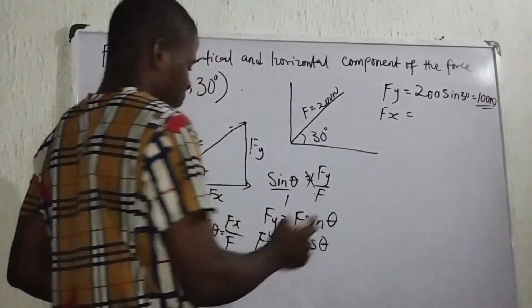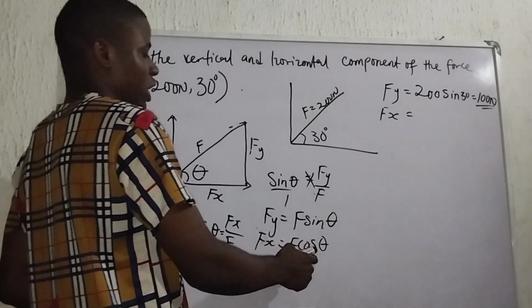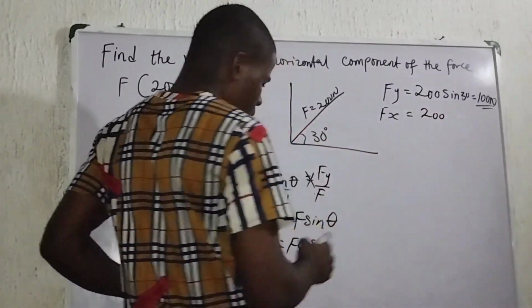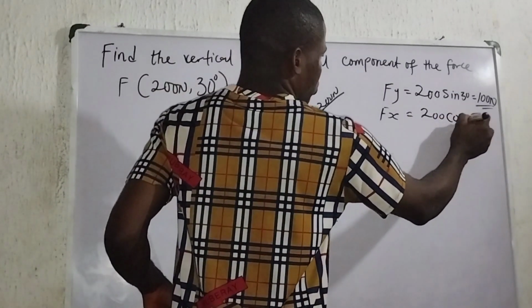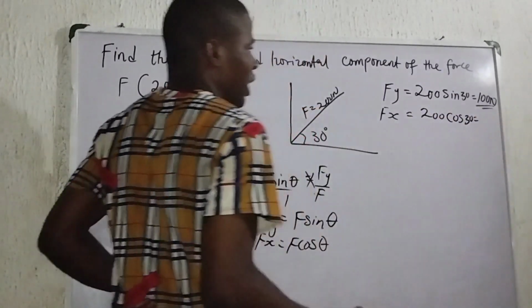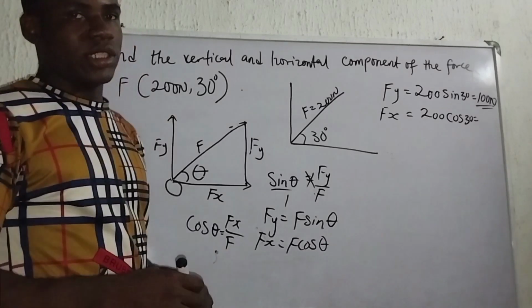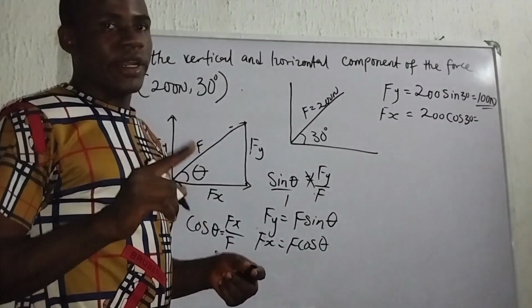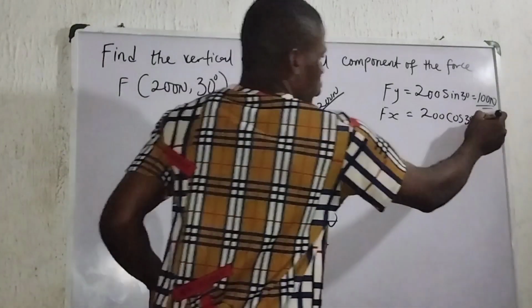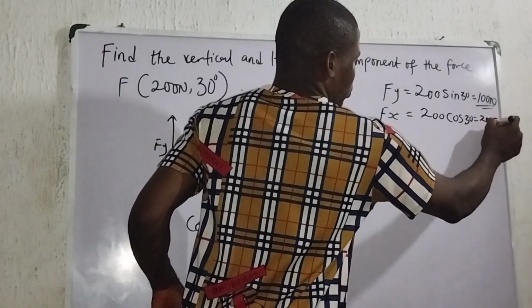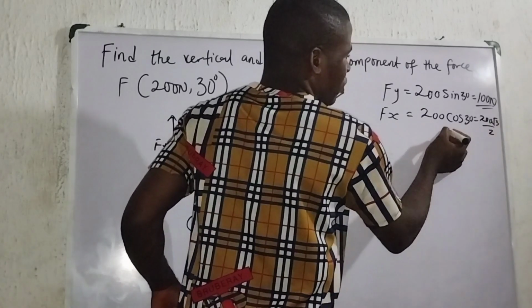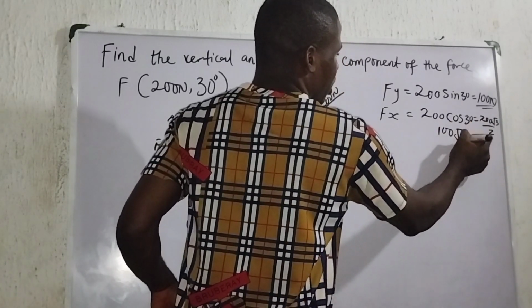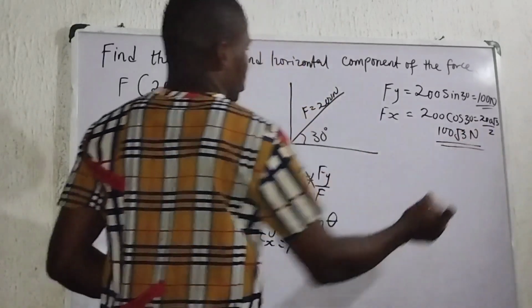Now what of Fx? Fx is F cos theta. F is 200 Newton, so 200 cos 30. Cos 30 is root 3 over 2. So this will be 200 times root 3 all over 2. The 2 will divide 200, and it will give us 100 root 3 Newton. And that's our answer.